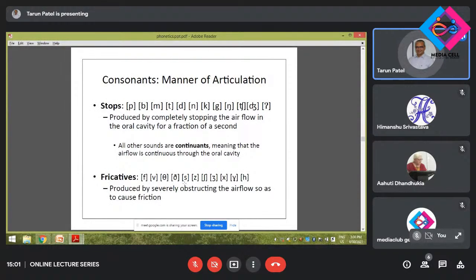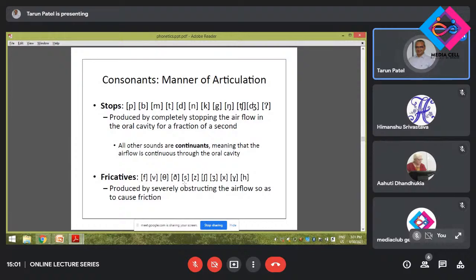Now, consonants, manner of articulation. Stops like p, b, m, t, d, k, n, g, ch, j are produced by completely stopping the airflow in the oral cavity for a fraction of a second, when you say p, b, m, t, d, n, k, and so on. And all other sounds are continuous, meaning that the airflow is continuous through the oral cavity, and they are called the fricatives.